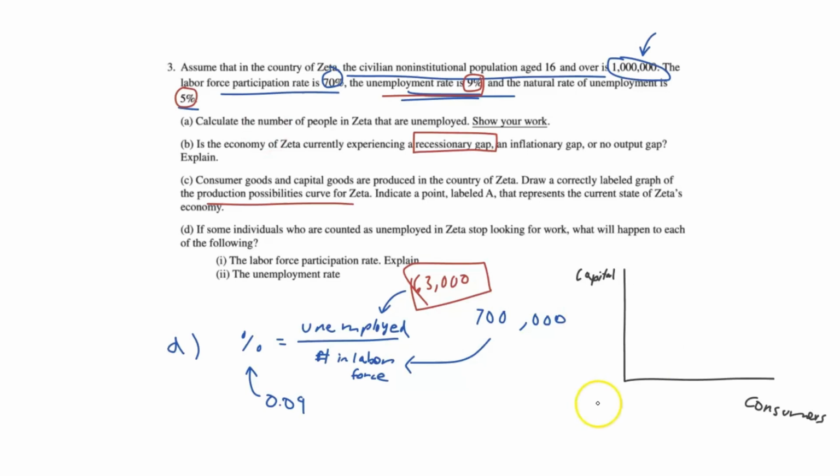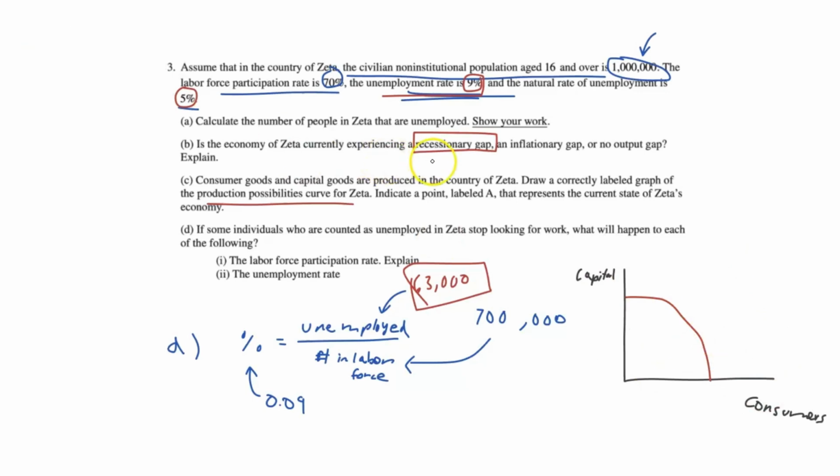And that was an awful drawing. Let's see if we can do that better. All right, that's the best we're going to do right now. And that's the production possibilities curve. Remember, anything that is on the curve is efficient. Anything inside it is underutilization. Anything outside of it is impossible.